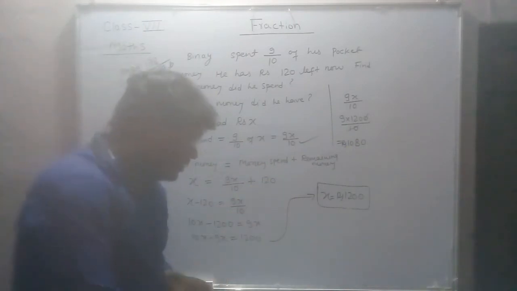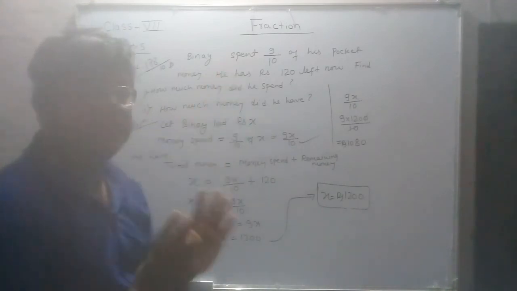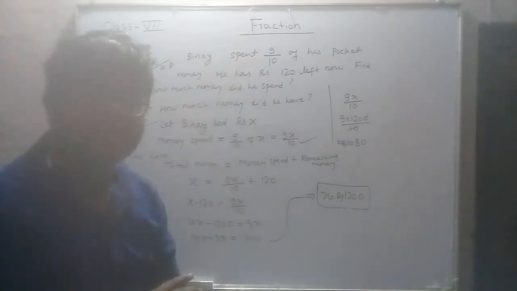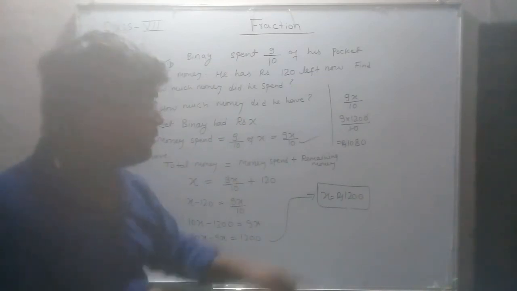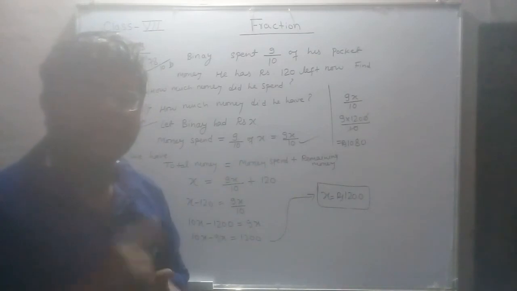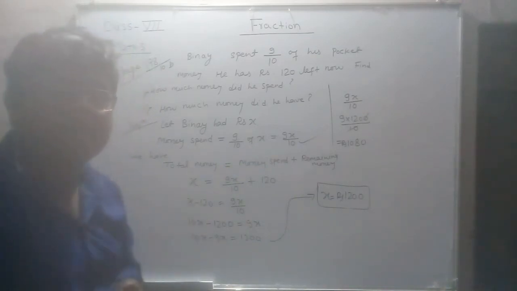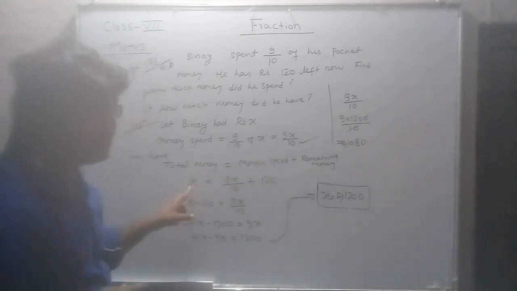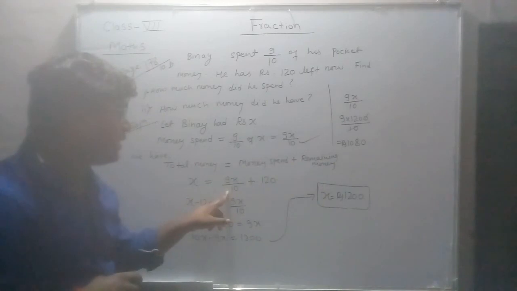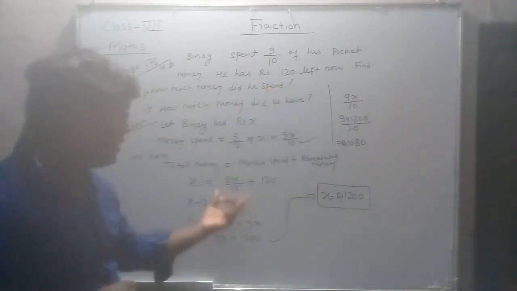So the question is very easy. Let's see once again. Binay had a certain amount of money. We have supposed that money is x. According to the question, Binay spent 9 upon 10 of the total money, that is 9x upon 10. As we know, total money is equal to money spent plus remaining money or the money left. So total money is x, spent money is 9x upon 10 plus remaining money, that is 120 left. We need to solve.